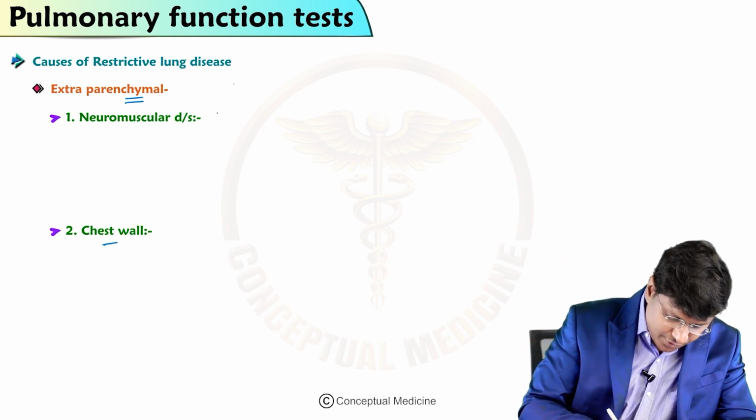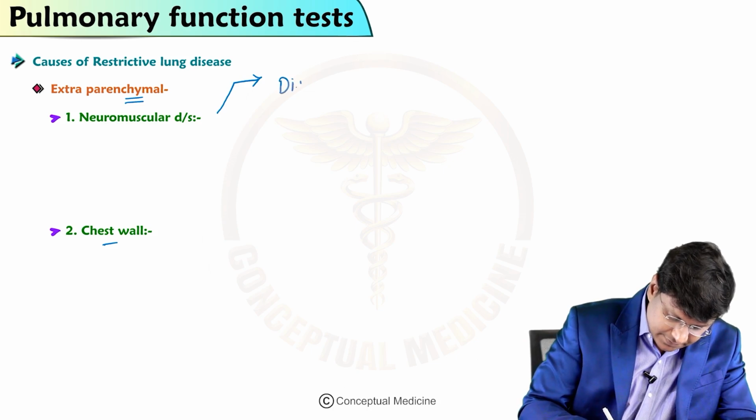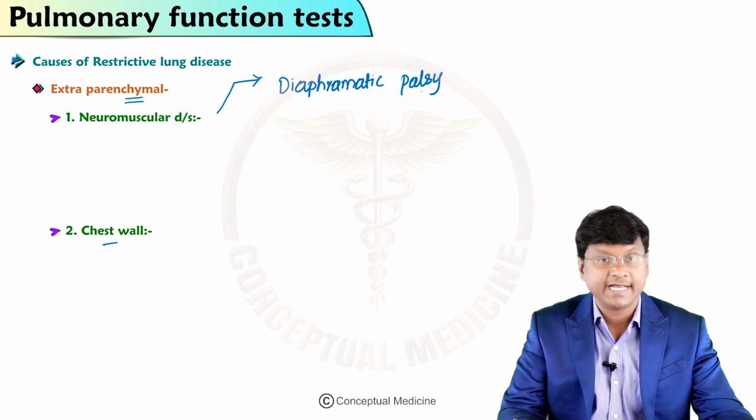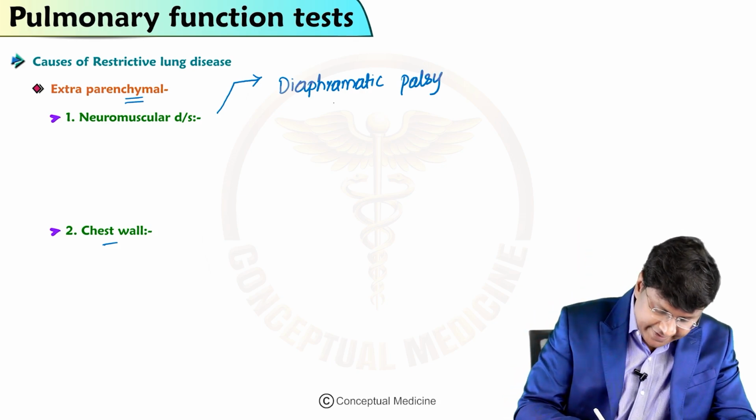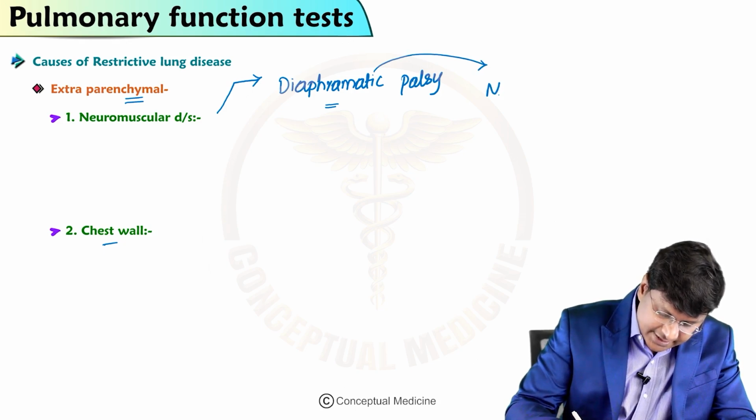So if you take the neuromuscular diseases, the example is diaphragmatic palsy. Right, the example is diaphragmatic palsy. So the diaphragm is the muscle of inspiration and it is the main muscle of inspiration.